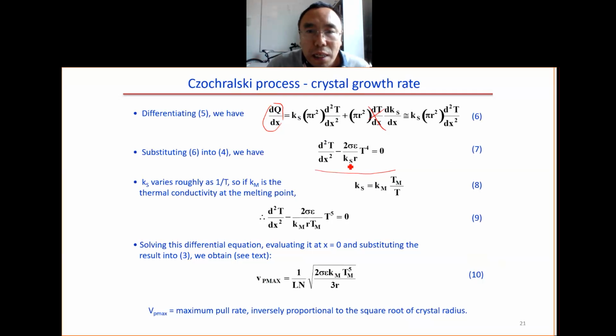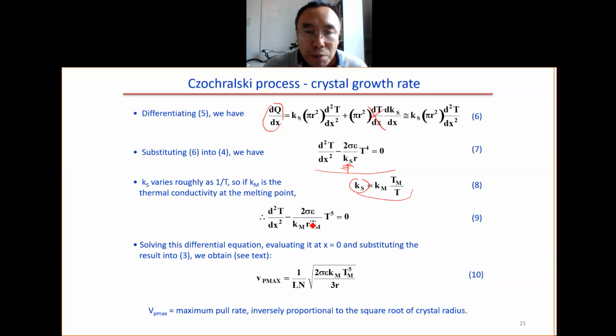So now we have another term, the Ks. This term varies roughly as 1 over T. Thermal conductivity varies as 1 over T. So if Km is the thermal conductivity at the melting point, then Ks is equal to this term. Then we put this Ks into here, so we get this equation. But it is not obvious how to solve this equation.